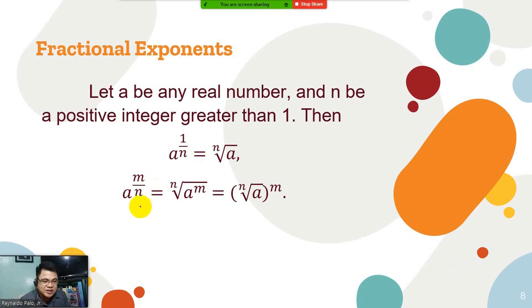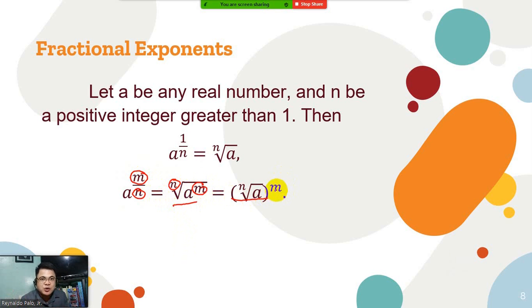To better understand it, if we have the term a raised to the power of m over n, this means that in radical expression, it is the nth root of a raised to the power of m. So n, the denominator of the fractional exponent, will become the index. And m, the numerator of the fractional exponent, will become the exponent of the radicand. That's why we have a raised to the power of m over n equals the nth root of a raised to the power of m. You can also write it like this, where we move out the grouping symbol, the m. Take note of that.